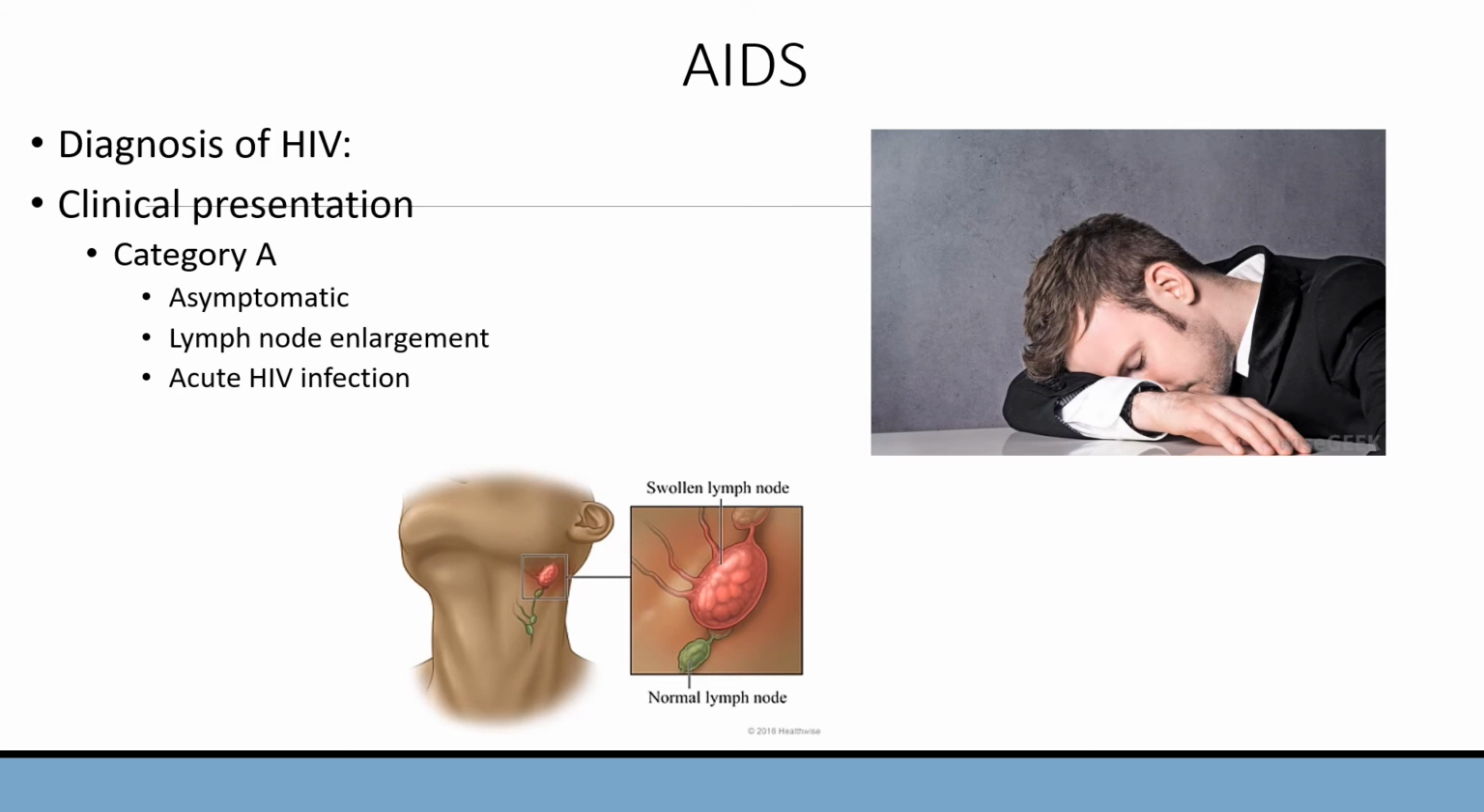Okay, so category A is going to be asymptomatic HIV infection. This means that you are keeping the virus in check, or it hasn't had time to progress too much. You have generalized lymph node enlargement, so this is lymphadenopathy right here, and then oftentimes you'll feel fatigued, so that you're tired.